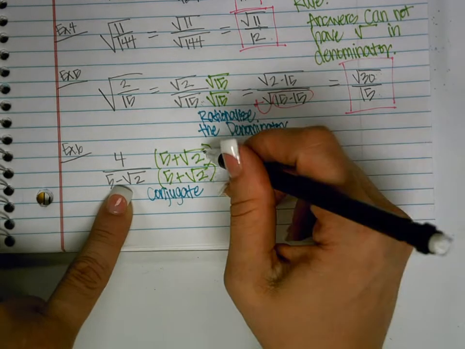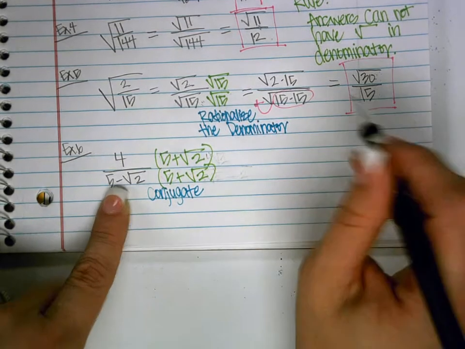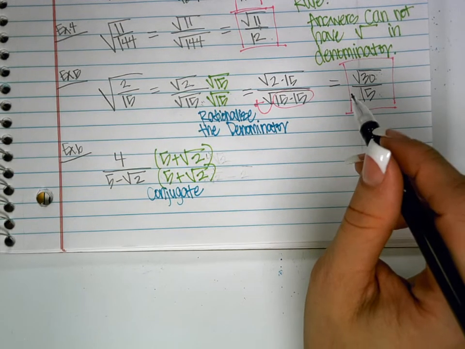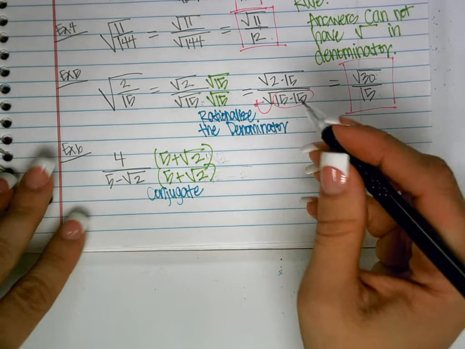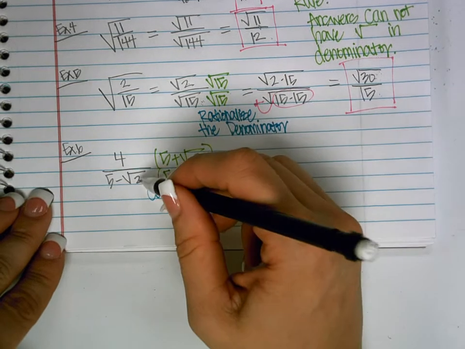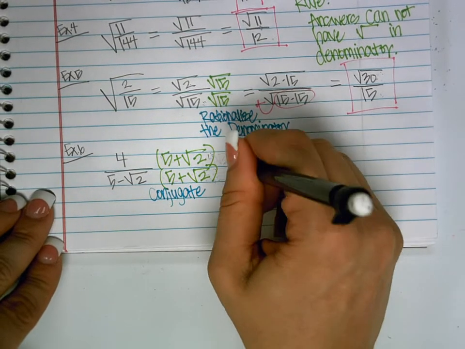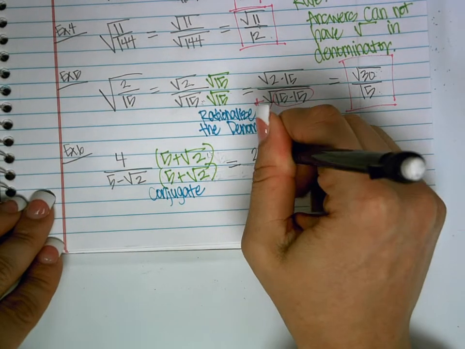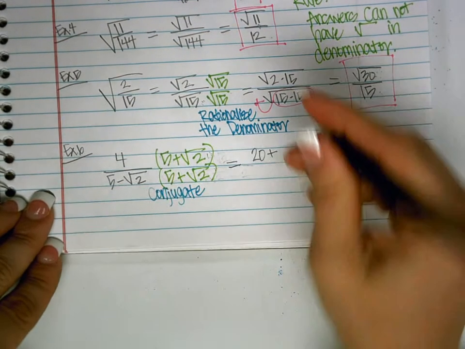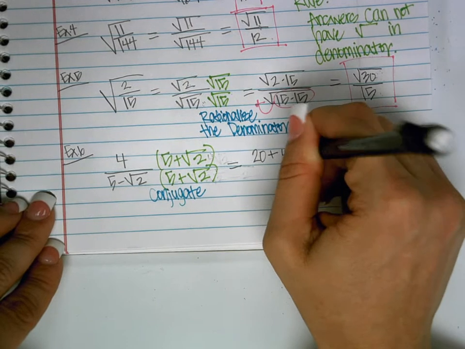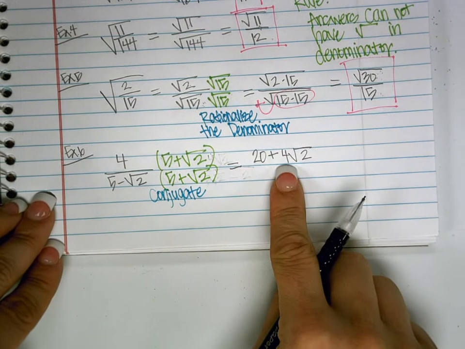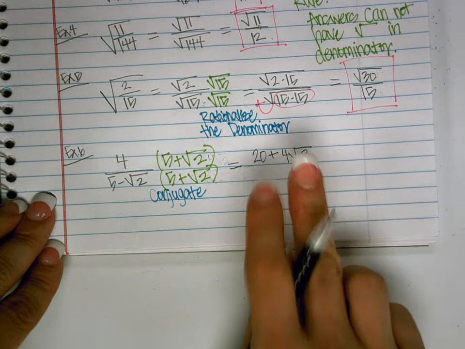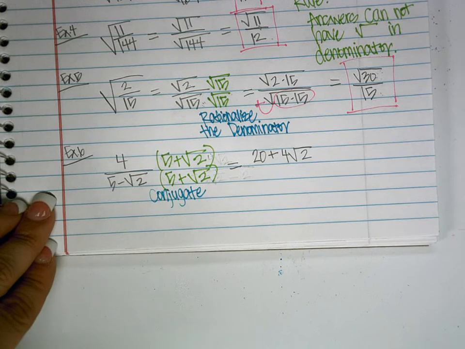Now, since we're multiplying by the same thing on the top and the bottom, this is really just like multiplying by 1, but I'm going to get rid of the root in the denominator. So in the top, we just distribute. So 4 times 5 gives you 20, plus 4 times root 2 is 4 root 2. The whole numbers stay by themselves, the radicals stay by themselves. We don't intermix them. You're not multiplying anything together.